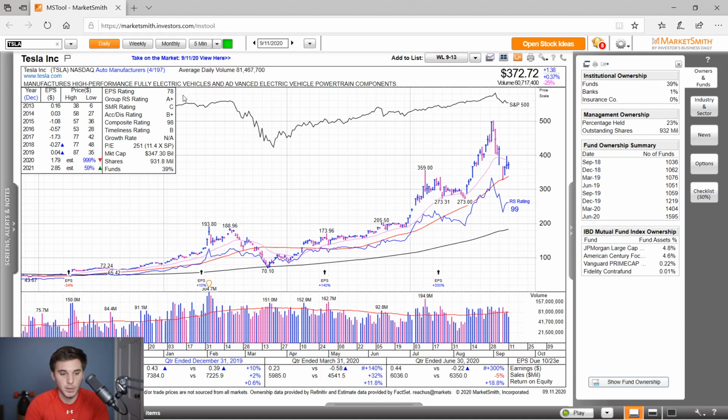The EPS rating is a 78, the group RS is an A+, the SMA rating is a C, accumulation distribution is a B+, and the overall composite rating is a 98. And taking a look at the fund ownership, you can see a nice increasing trend, and you have 4 high-quality funds investing into the stock as well.